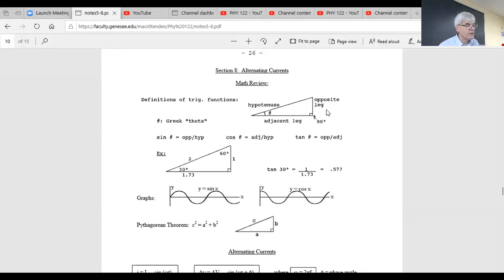If you single out one of the non-90-degree angles for special attention, like the one that's been labeled with the Greek letter theta here, then you can distinguish between the two legs. The leg which is part of the angle theta is called the adjacent leg, and the one that's over on the other side of the triangle from theta is the opposite leg.